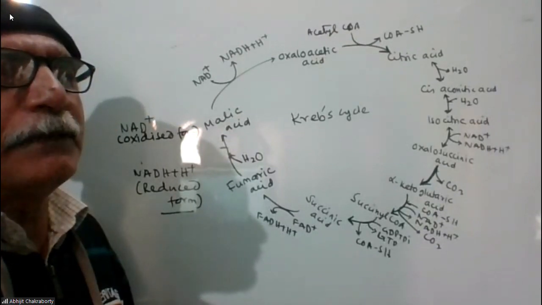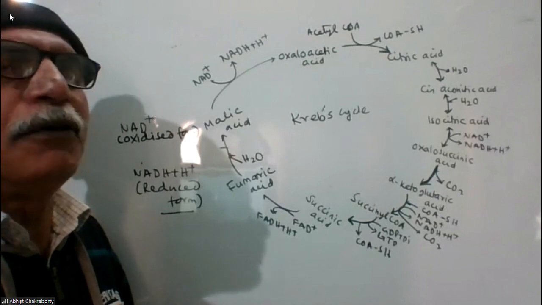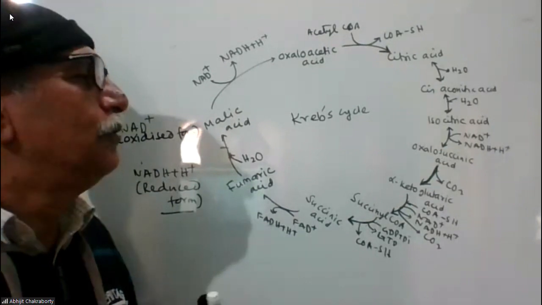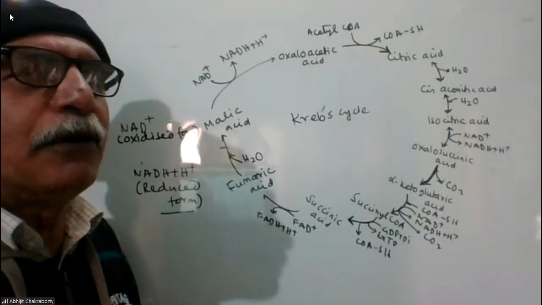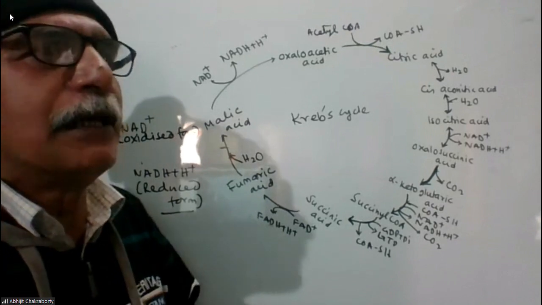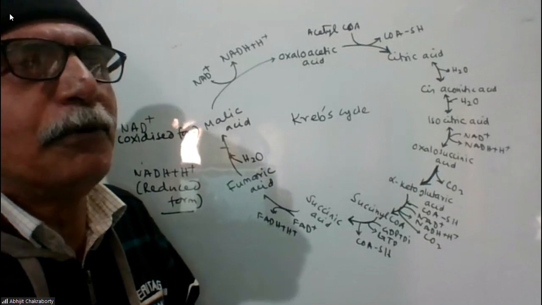In the electron transport chain, in the presence of oxygen, reduced coenzymes are oxidized. Clear? But if oxygen is not available, reduced coenzymes produced cannot be converted to their oxidized form. If coenzymes are not available in their oxidized form, Krebs cycle cannot operate.